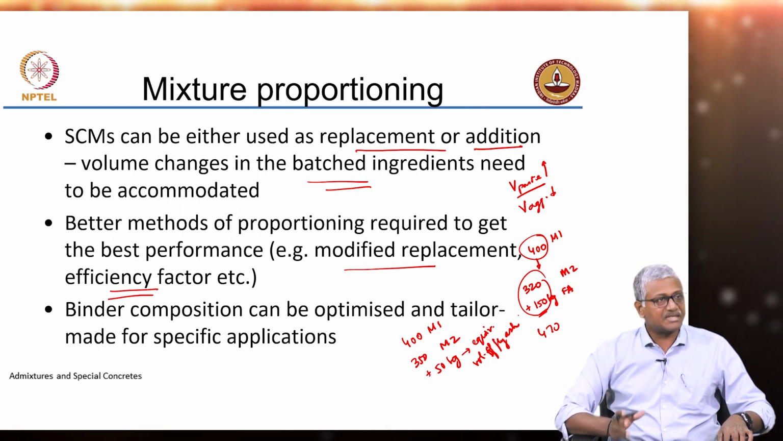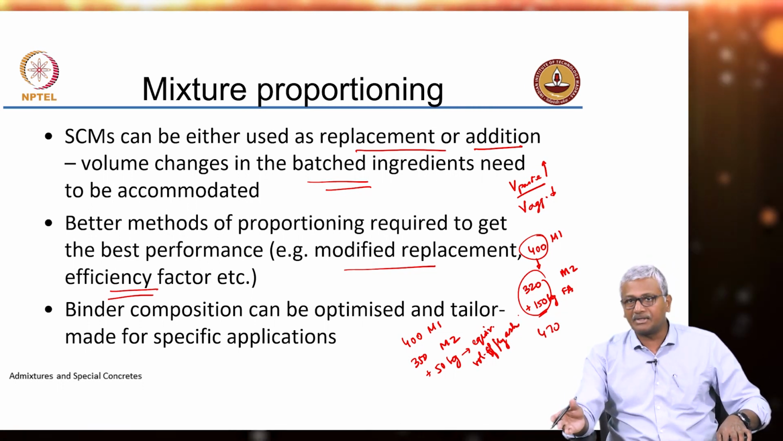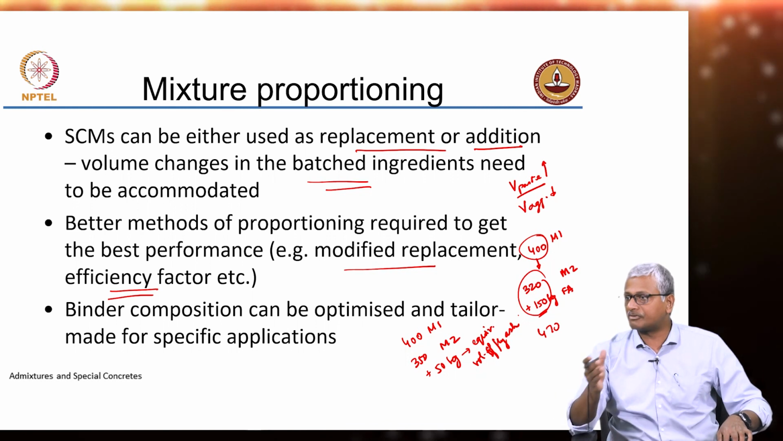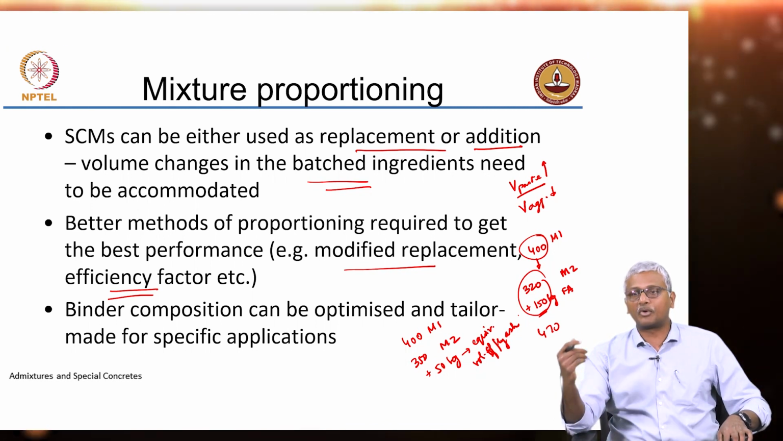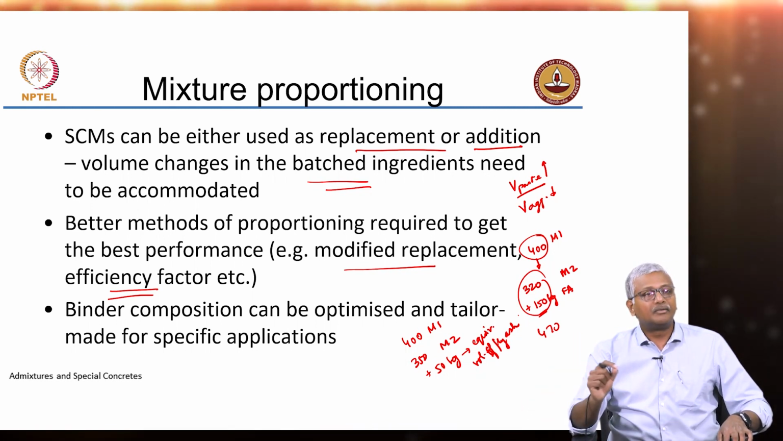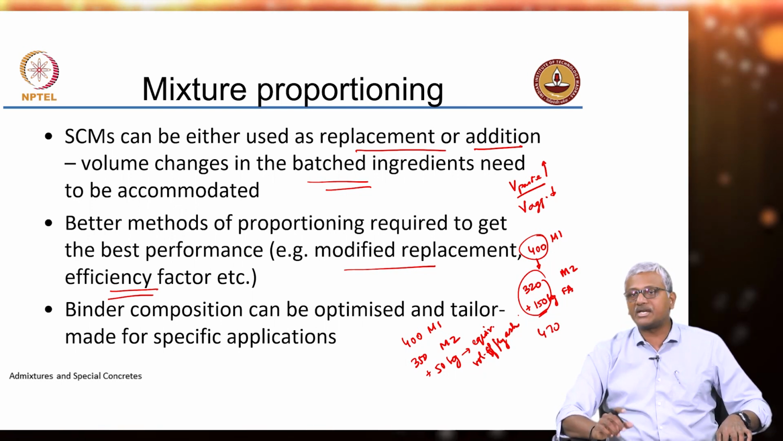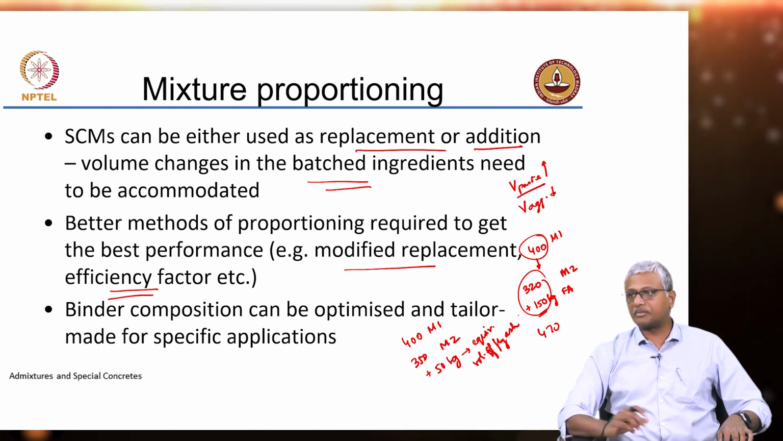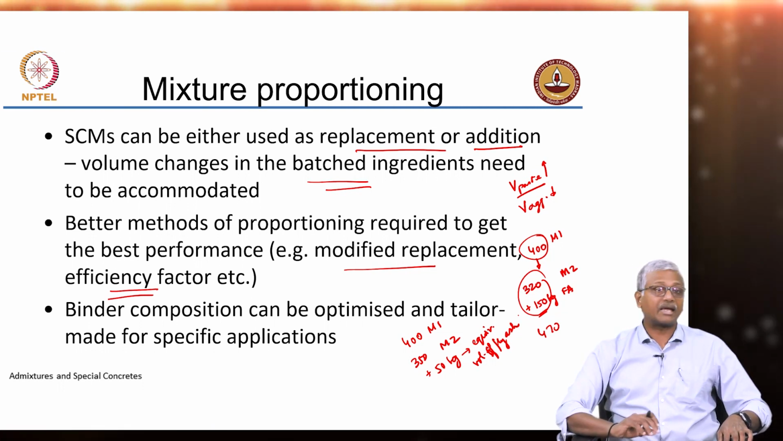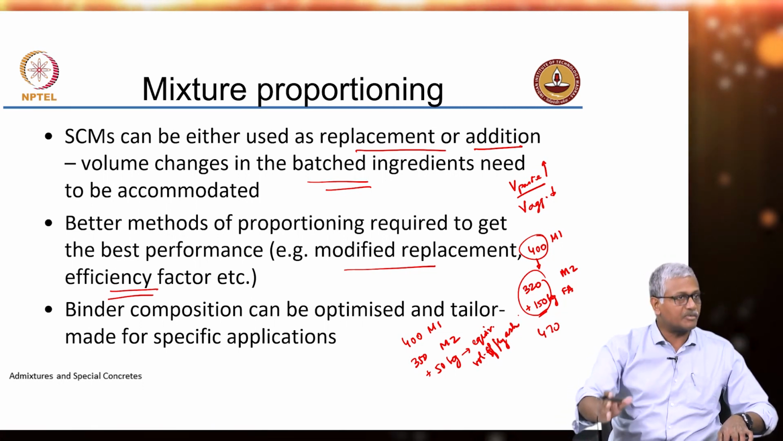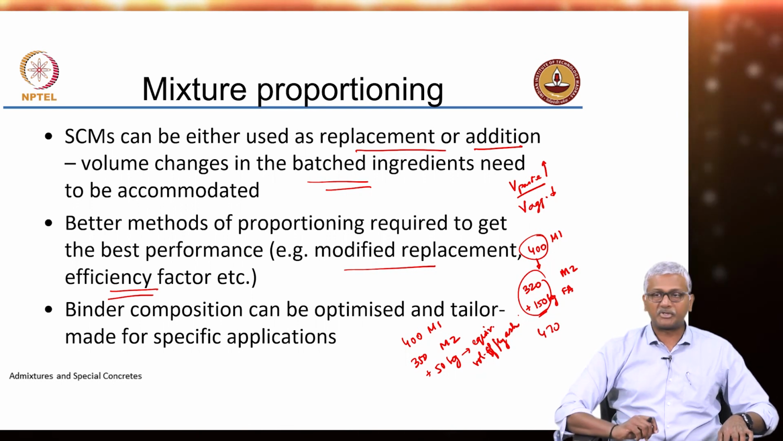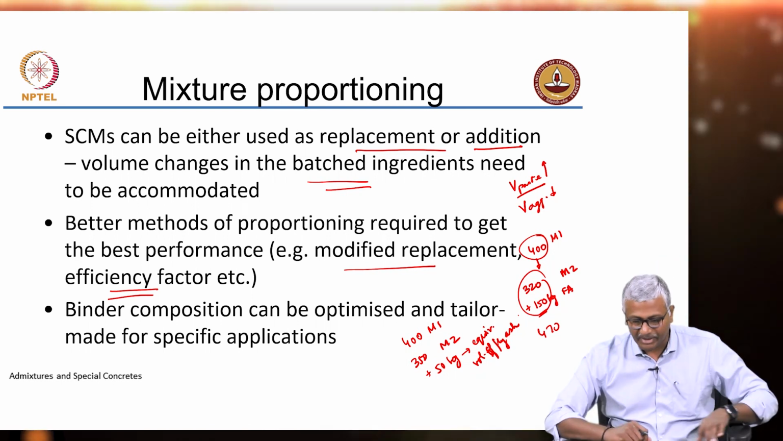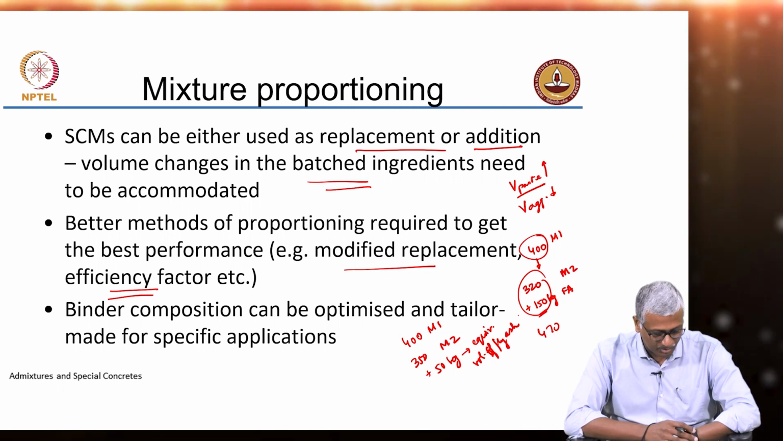Very often, we see that when shrinkage results are given, comparative shrinkage performance of plain cement based system or pozzolanic system is given. Very often, this issue of change in paste to aggregate ratio can lead to a major change in the way that you interpret the results, or can lead to a major change in the way that the performance of concrete with respect to creep and shrinkage actually happens. So, we will come back to that a little bit later when we talk about performance.